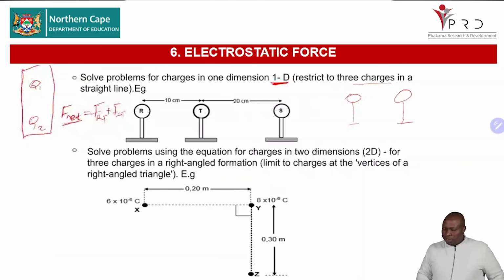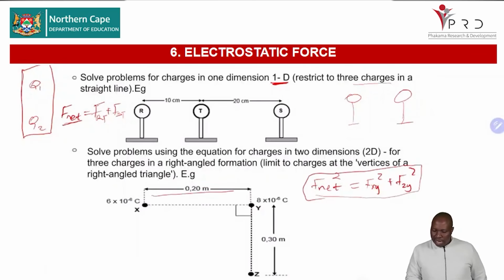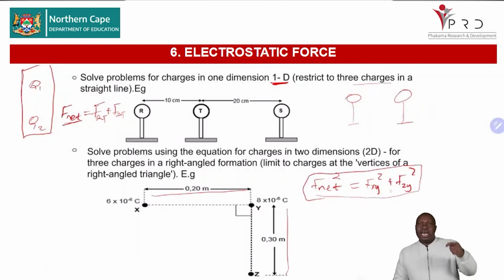But when you are dealing with this one, X, Y, Z there, you see that, okay, you're going to use the theorem of Pythagoras. So you're going to say F net squared when you're getting the F net there. It will be F net squared equals, then you have now F of X on Y squared plus F of Z on Y squared. So you're able to see that you're going now to use the theorem of Pythagoras. So you will have that force there and that force there, and then you add them. And we are saying it's a vector sum.